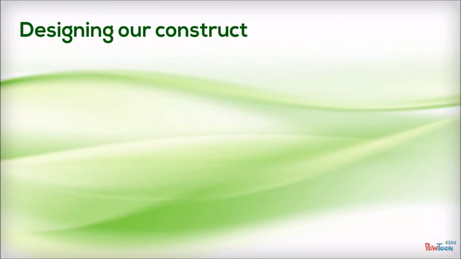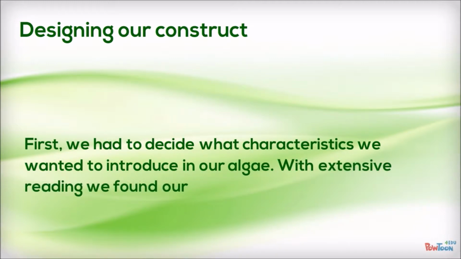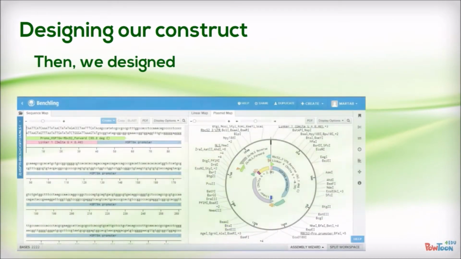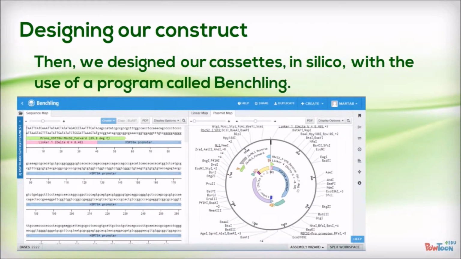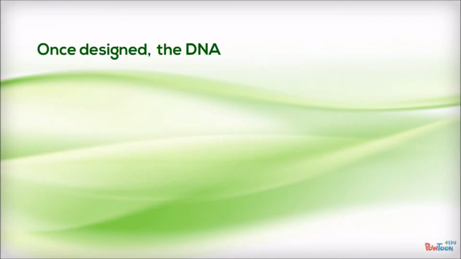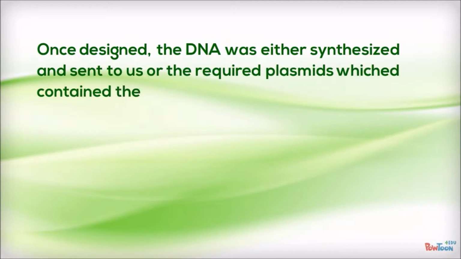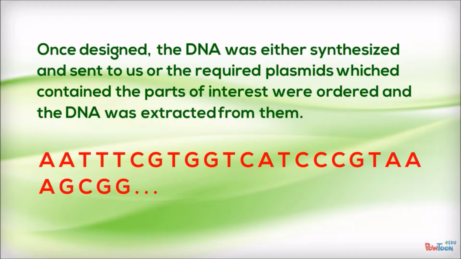Designing our construct. First, we had to design what characteristics we wanted to introduce into our algae. With extensive reading, we found our promoters, genes, and terminators of interest. Then, we designed our cassettes in silico with the use of a program called BenchLink. Once designed, the DNA was either synthesized and sent to us, or the required plasmids which contained the parts of interest were ordered and the DNA was extracted from them.